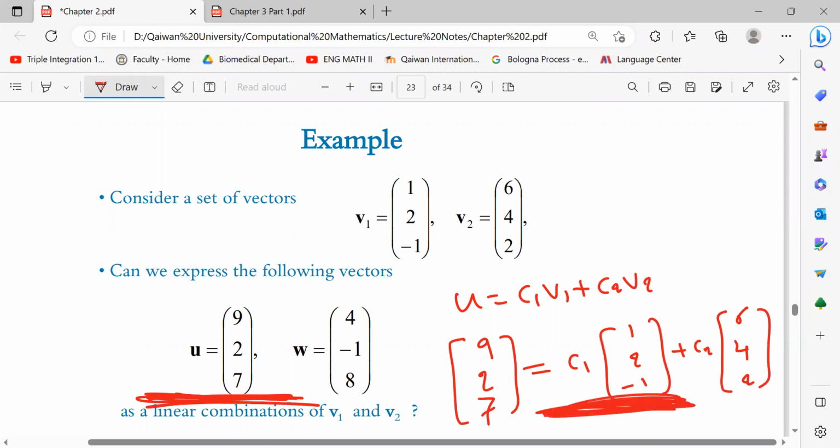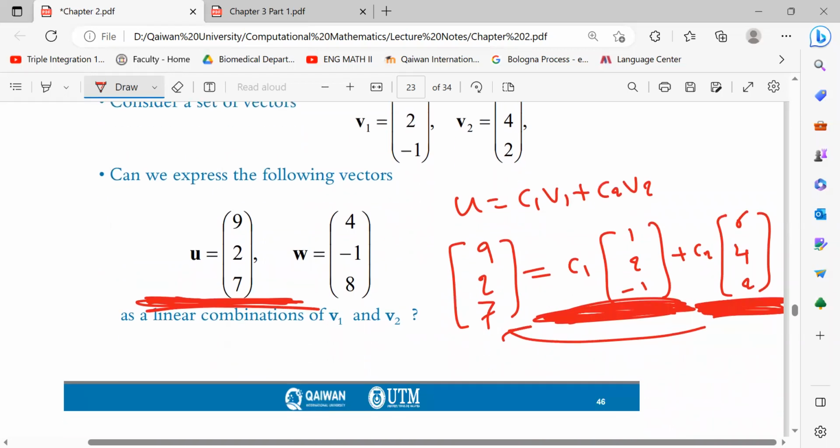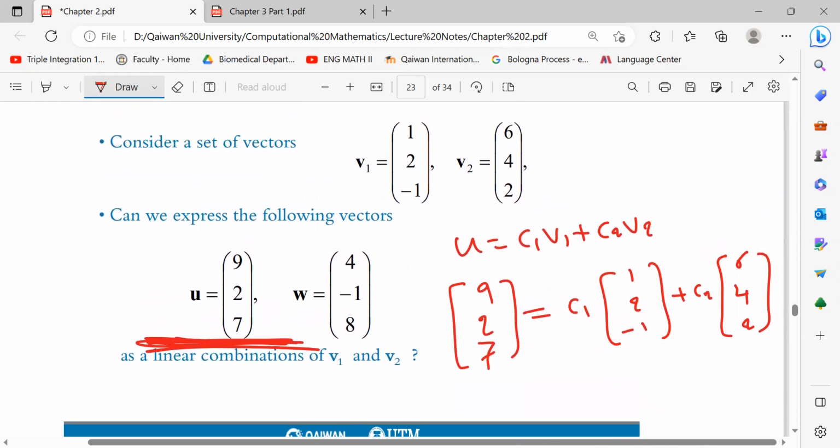Which number should I multiply by this? And which number should I multiply by this to get this vector, to get vector u? Okay? If you could find c1 and c2 to multiply by v1 and v2 to get u, we say u is the linear combination of v1 and v2.